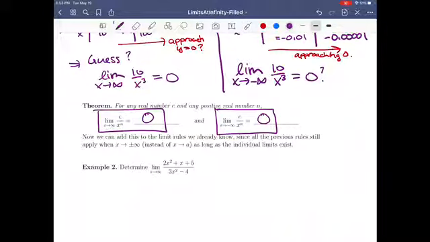Okay, so those limit rules that we talked about before, they still apply even though x is going to infinity instead of a, because these individual limits exist. As long as the limits themselves exist, it doesn't matter really what x is approaching. So let's try an example.